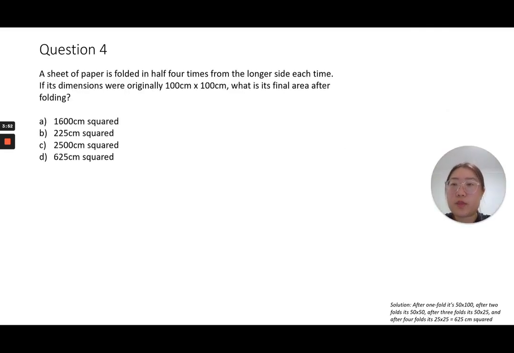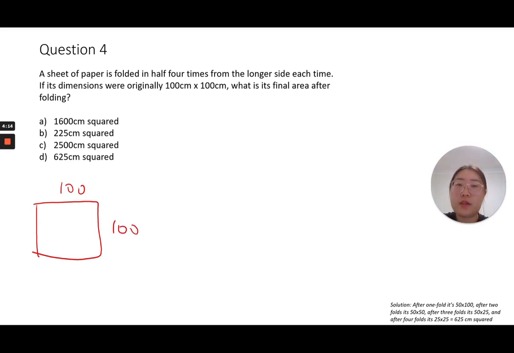Okay, number 4. A sheet of paper is folded half in 4 times from the longest side each time. If the dimensions were originally 100 by 100, what is the final area after folding? For these folding or reflection or symmetry questions, I really highly recommend you guys draw, okay? So let's first draw up a square. We have 100 by 100.